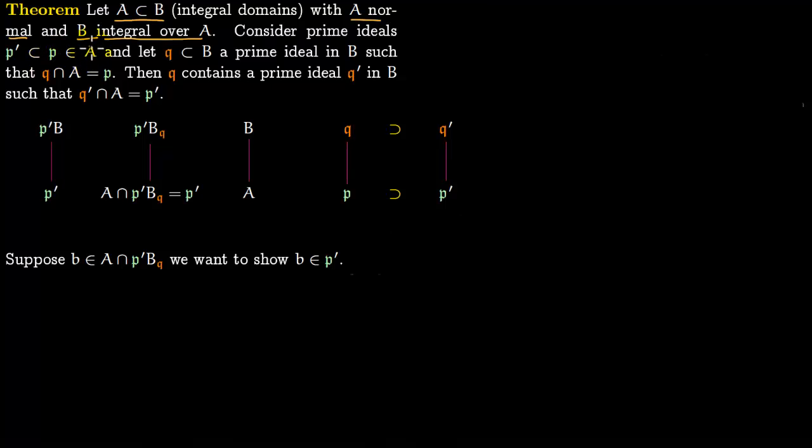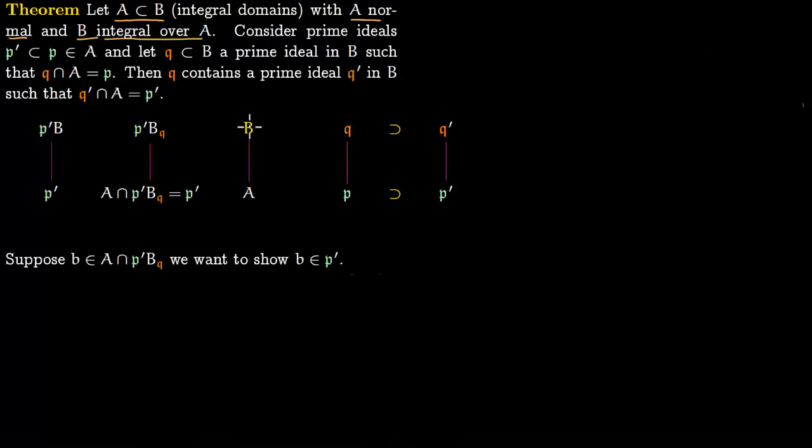Both of these prime ideals lie within A. So p' is contained within p, and both of these prime ideals lie within A. And let q be a prime ideal of B such that q lies over p. So q intersection A is p. If you contract this q back to A, you will get p.